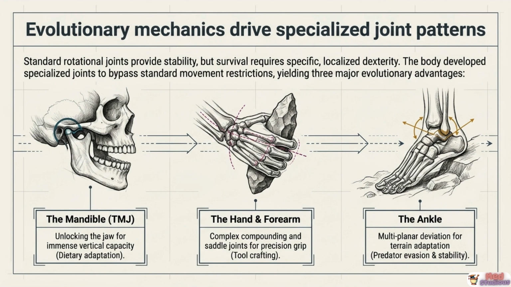Second, the hand and forearm, a system of compound and saddle joints that generates the precision grip and fine motor control required for tool crafting and writing. Third, the ankle complex, a multi-planar joint system that allows the foot to adapt in real time to uneven terrain, enabling predator evasion and sustained locomotion. Each of these 3 systems represents a targeted evolutionary solution to a specific survival challenge, and we will explore each one in the slides that follow.